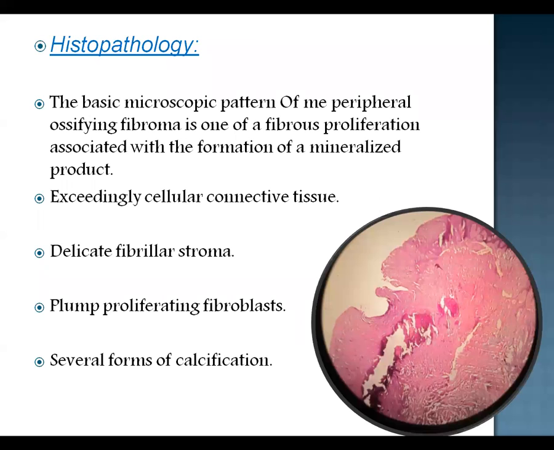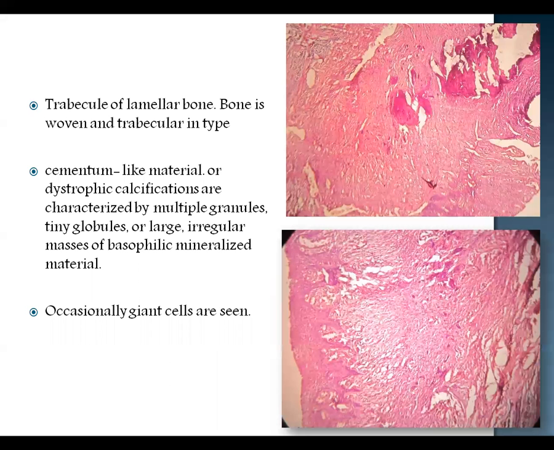Histopathologically, the basic microscopic pattern of the peripheral ossifying fibroma is one of fibrous proliferation associated with the formation of mineralized product. So there is an exceedingly cellular connective tissue, delicate fibroblasts, plump proliferating fibroblasts, and several forms of calcification can be found.